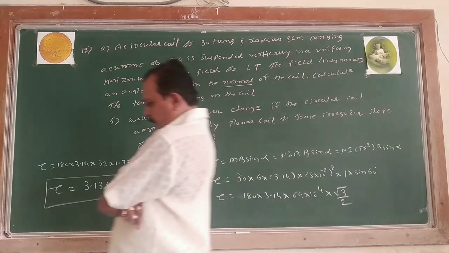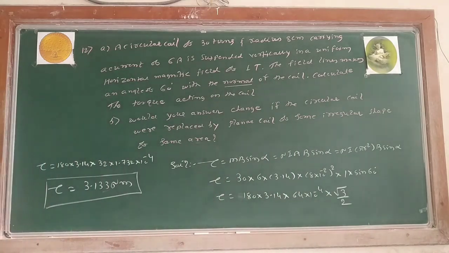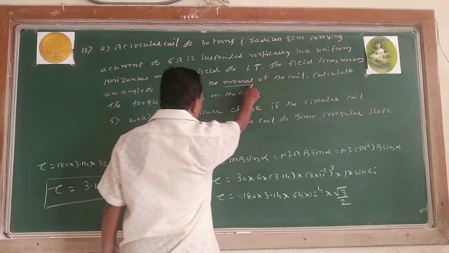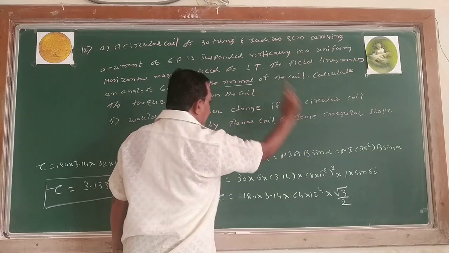Have a look at the whole thing once. M is nothing but I into A, for N number of turns, NIA. Here, the word normal, underlined, itself indicates that it is the alpha value.